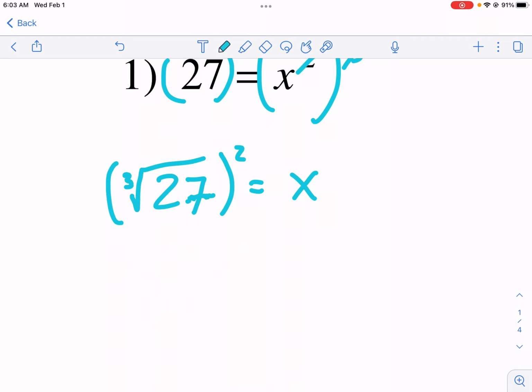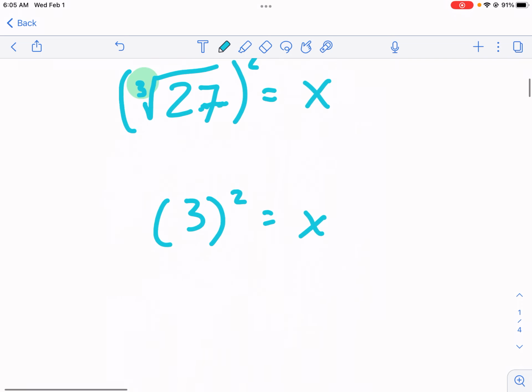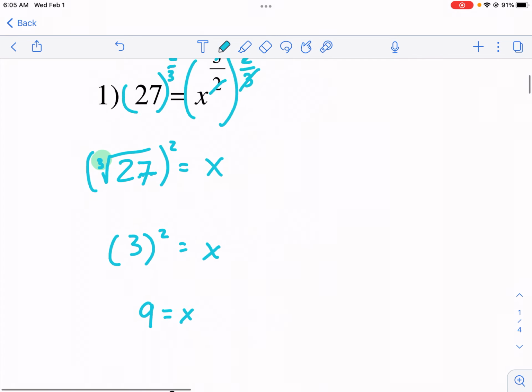So I'm going to take the cube root. I want to make this number smaller first and then square it. So something times itself 3 times equals 27. What is that something? Well, I know that something is 3. So the cube root of 27 is 3, and now I just need to square it, and that's going to give me my x. So 3 squared, 9. x is my answer.